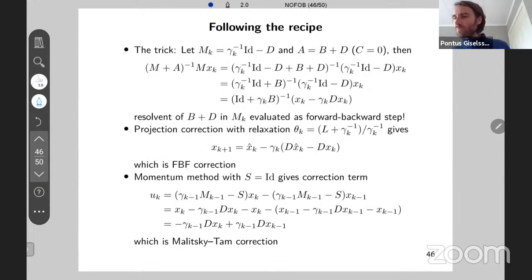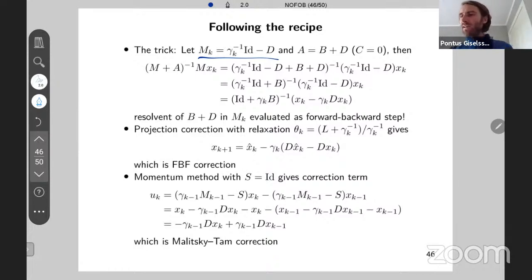And then if we do momentum correction and set S to B identity, then the UK that we have, which is defined here, with the same choice of MK, if we just do the algebra, will give us this. And then this is exactly the Lipschitz time correction. So the two different methods we have seen for solving this B plus D problem can also be found as special cases of these two NoFob variations.